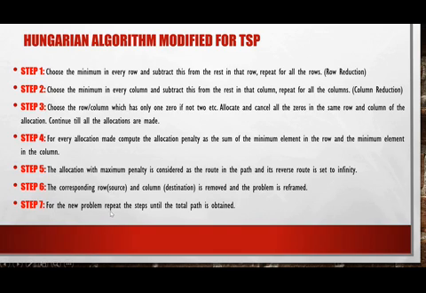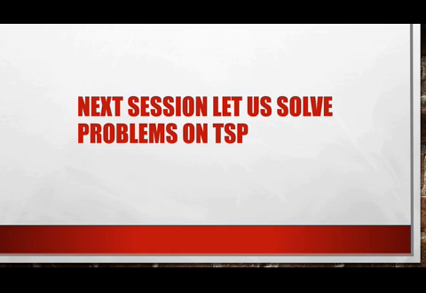For the new problem obtained, repeat the steps until the total path is obtained. Till you have got the total path, you will solve. When do you get the total path? When all rows and all columns are exhausted. That's it. This is the algorithm for TSP. Hope you have understood. You will understand it further more clearly when we solve a problem on this.